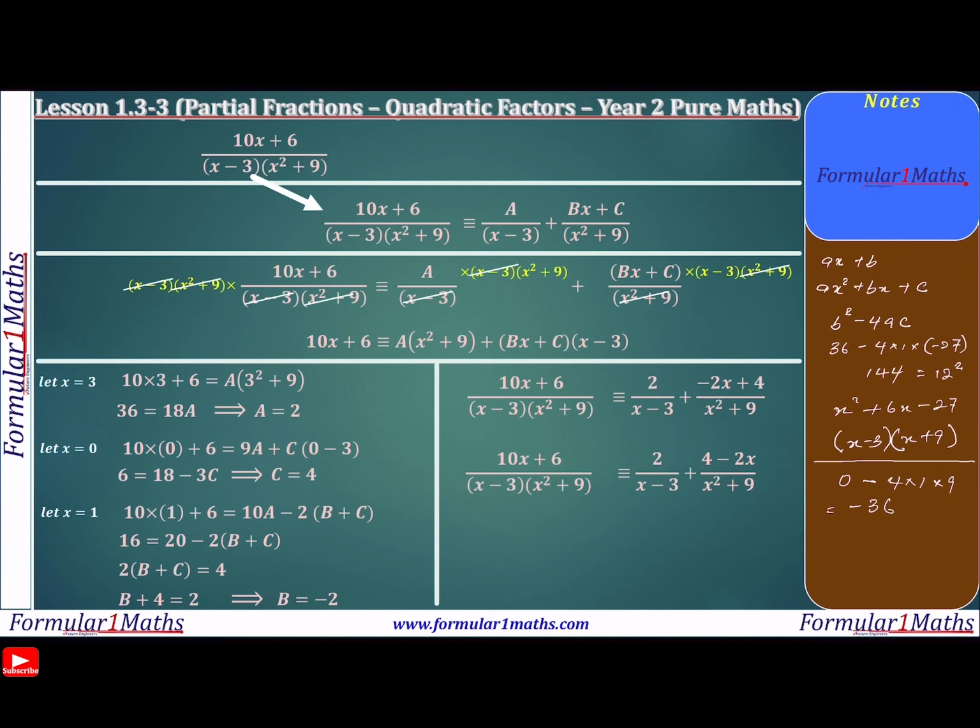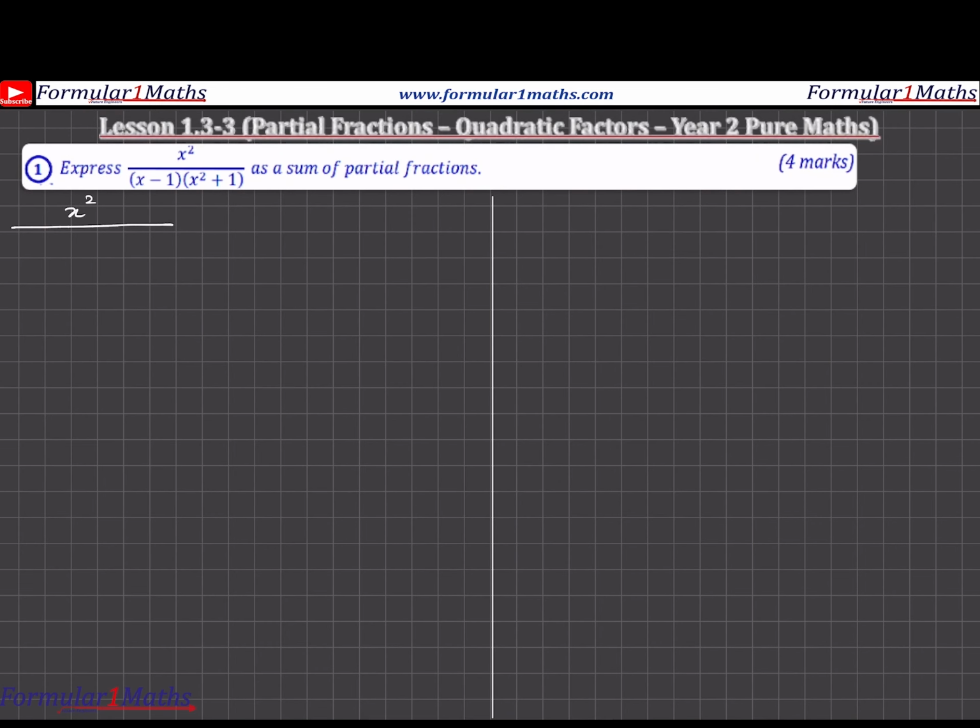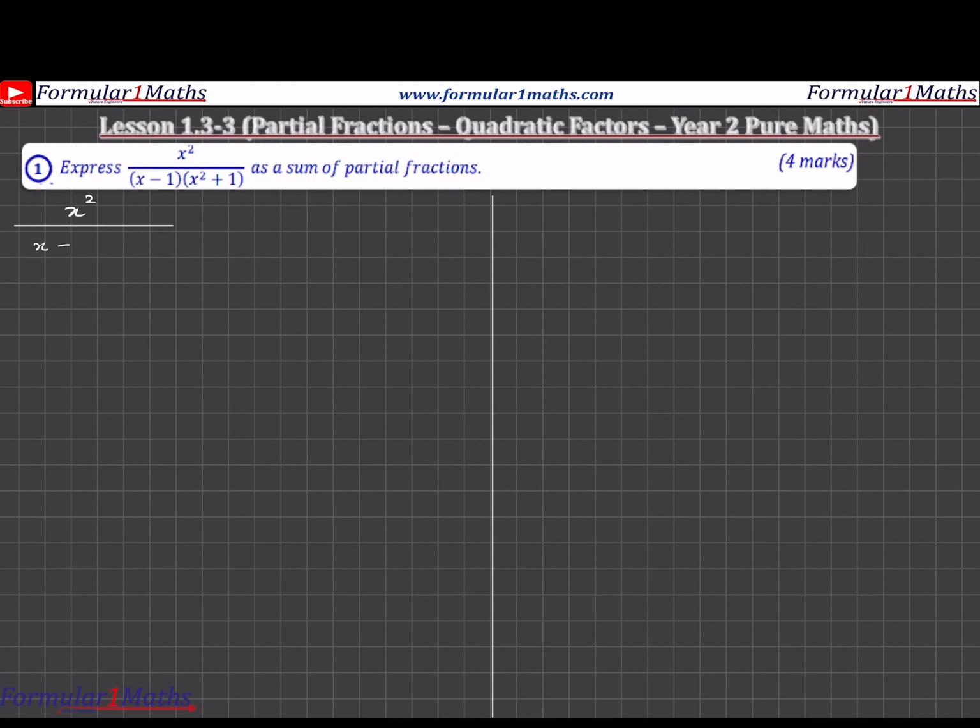We are now going to solve 2 more questions involving algebraic fractions which have quadratic factors in their denominators. So let's go and do that. So x squared over (x minus 1)(x squared plus 1) will be split up as follows: A over x minus 1 plus (bx plus c) over x squared plus 1.